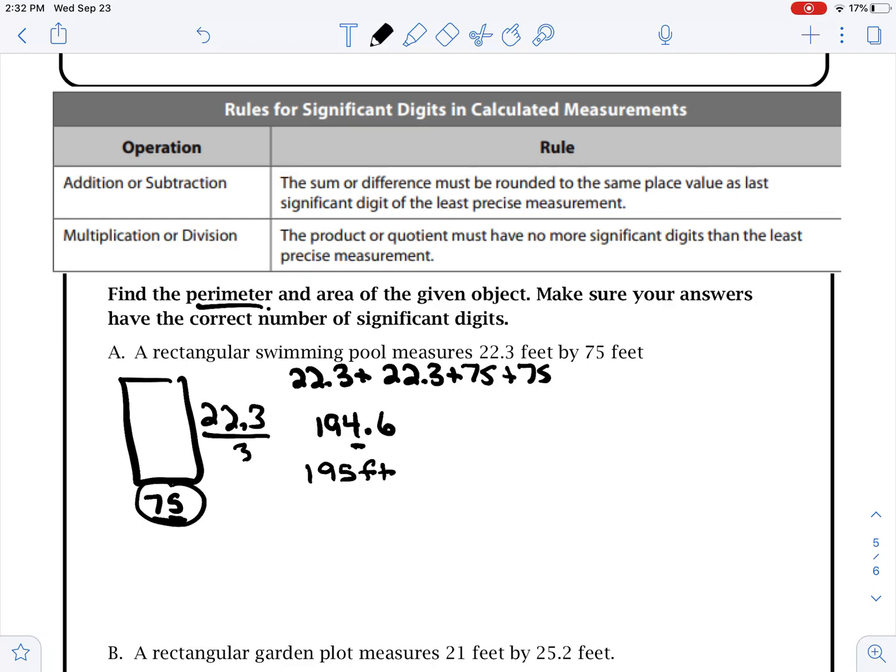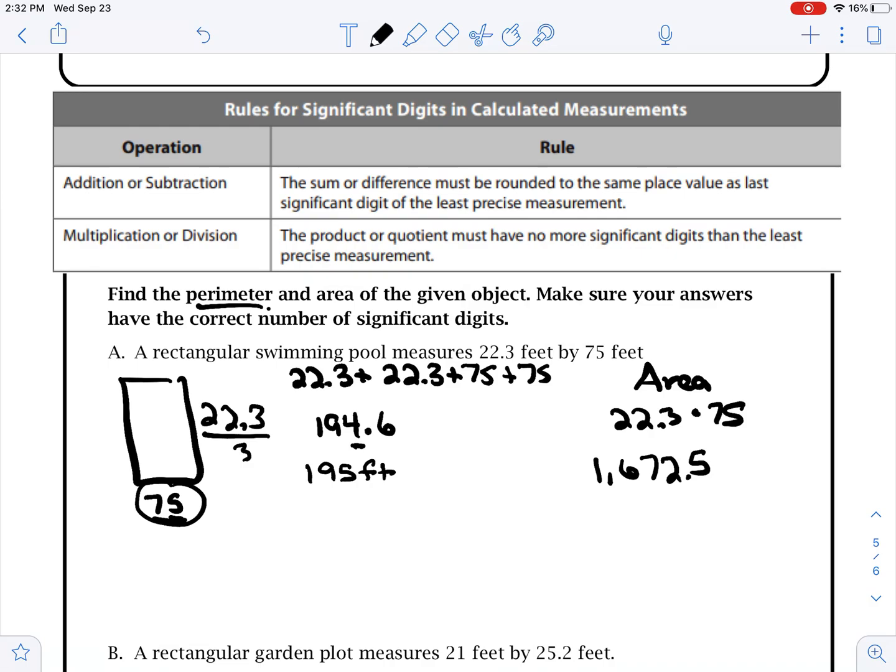To find area, we just multiply length times width. So this is how we find area. So we multiply 22.3 times 75, and we get 1,672.5. So let's look at a rule.